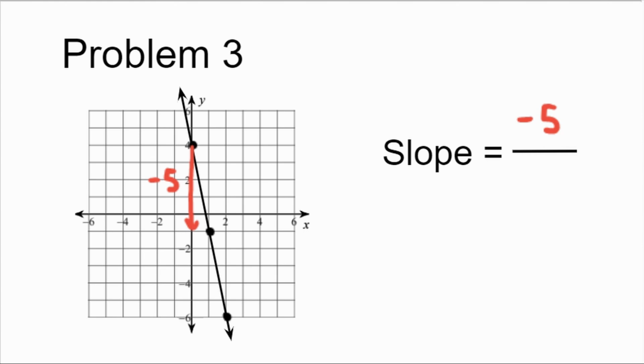Now let's go and find our change in x. Here we're moving to the side 1, so my change in x is going to be plus 1. So the denominator of my slope is going to be 1. So the slope of this graph is going to be -5 over 1.